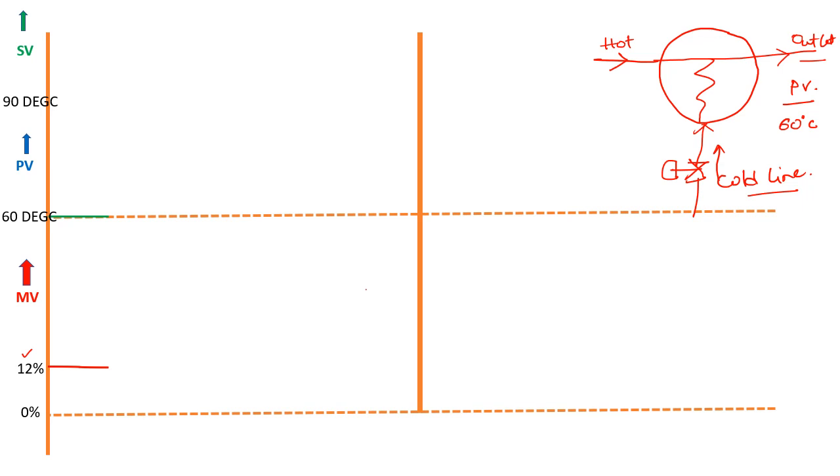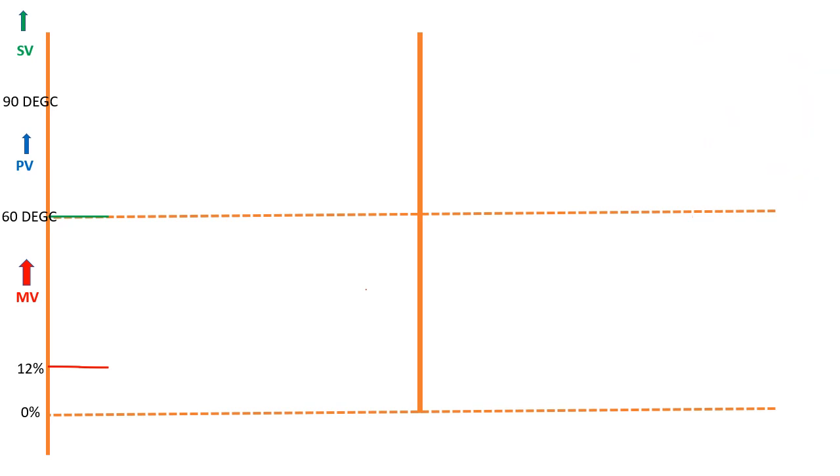Now, just 1 minute, let's erase our drawing first. Now the operator suddenly increases the set point from 60 degrees to 90 degrees centigrade. This will result in a decrease in the MV value, right? MV value will start decreasing from 12%, and the temperature starts rising.